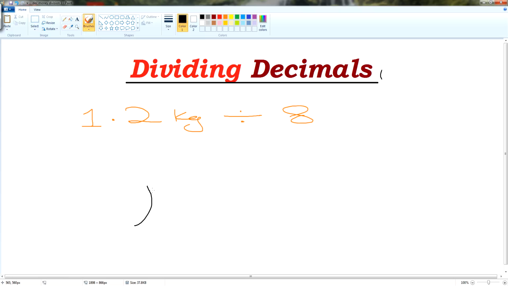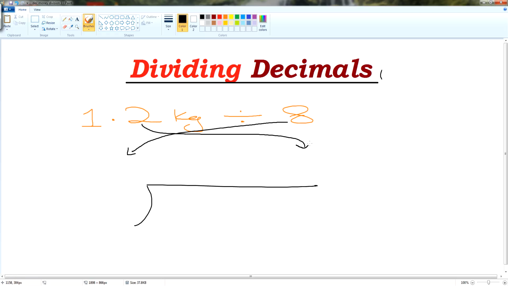As we said before, the way we do this is the second number always goes first, and the first number always goes second. So the 8 goes at the front of the bus stop, and the 1.2 goes inside. The decimal point gets copied above, and otherwise this is like a normal division question. First of all, how many groups of 8 can I make from 1? The answer is nothing. We can't do it. So that number 1 gets carried as a remainder.